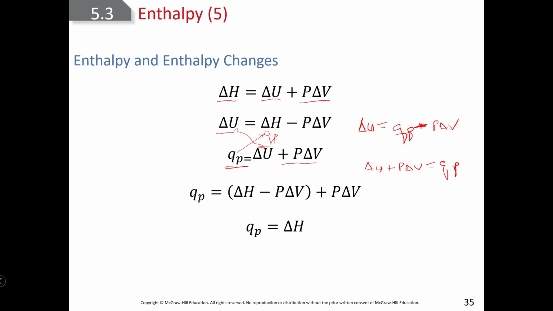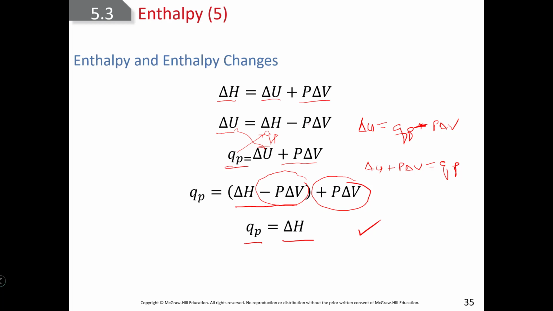Now, if we substitute in for delta U this equation, what we notice is this negative P delta V cancels out with this positive P delta V. And we get Q at constant pressure is equal to enthalpy. So you need to know that. I'm not asking you to derive it. It's important that you can follow the logic here.